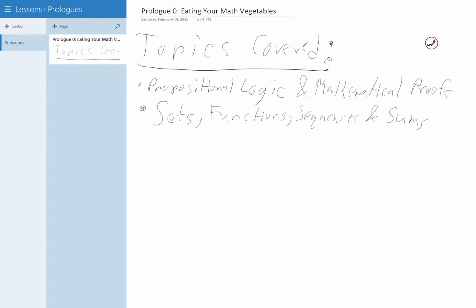Before we can get to that, however, we need to do what I call eating your math vegetables, which is basically understanding the basic terms and concepts and symbols you often see in mathematics. We'll first talk about propositional logic, which is basically logic in general, and the idea of what a mathematical proof is. Then we'll go on to talk about sets, functions, sequences, and sums. If you haven't heard about these terms before, no worries, it's perfectly fine. That's what these videos are for.